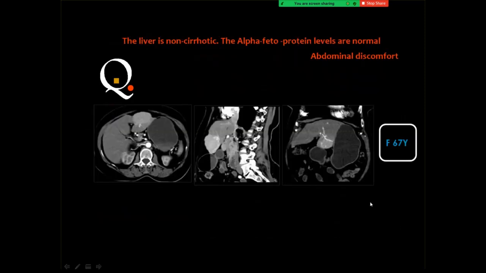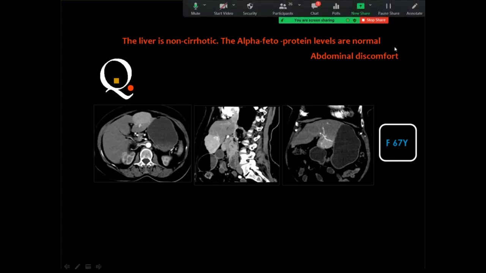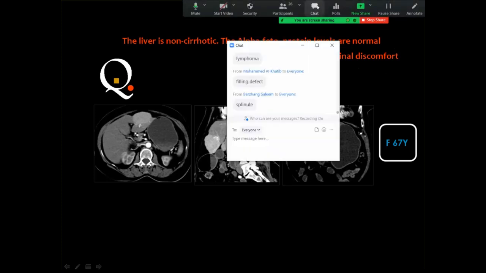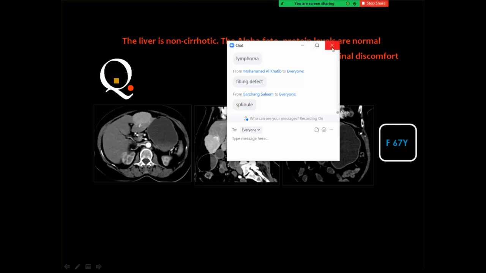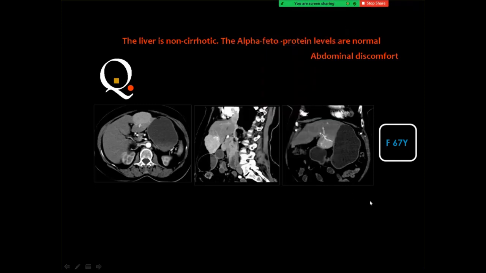This is a female patient, 67 years old, with non-cirrhotic liver. The alpha fetoprotein is normal, and she has abdominal discomfort. Where is this lesion? The lesion is in the liver.